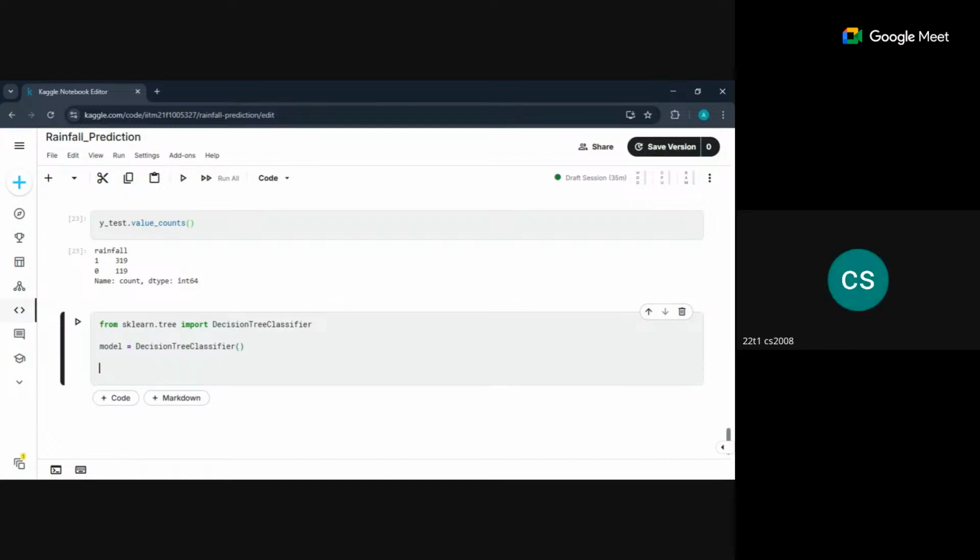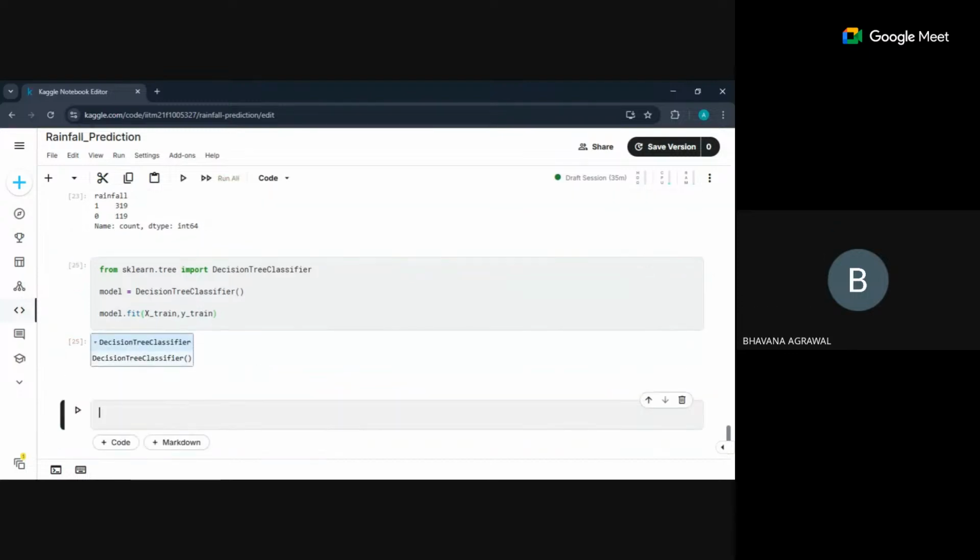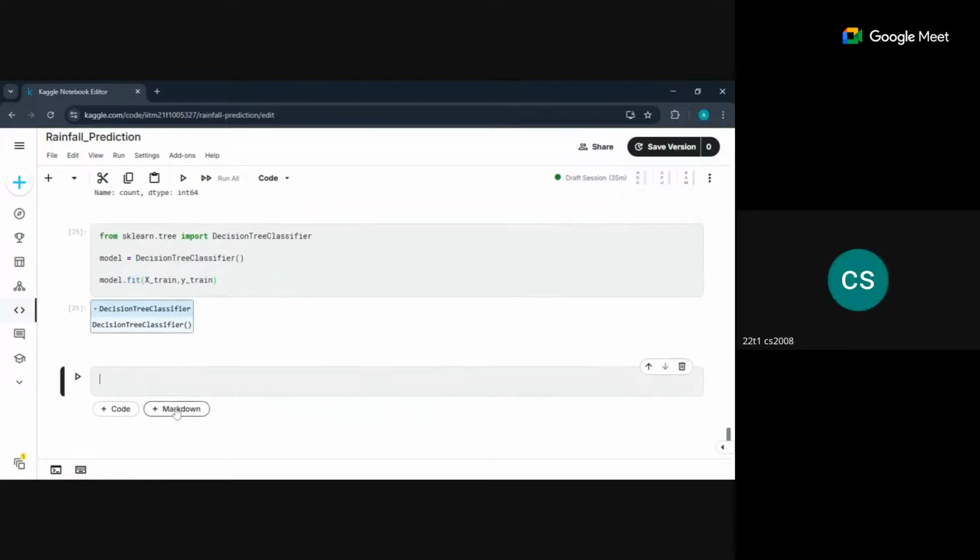I'm using the basic parameters. What should I do to train and check? Model.fit(X, y). And I would like to evaluate it. I would like to see its performance on multiple evaluation metrics. What should I do?